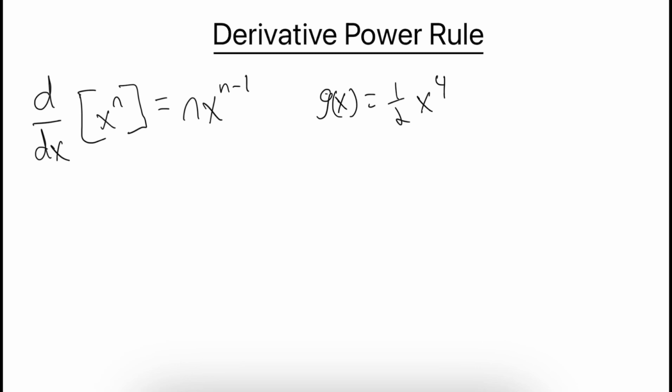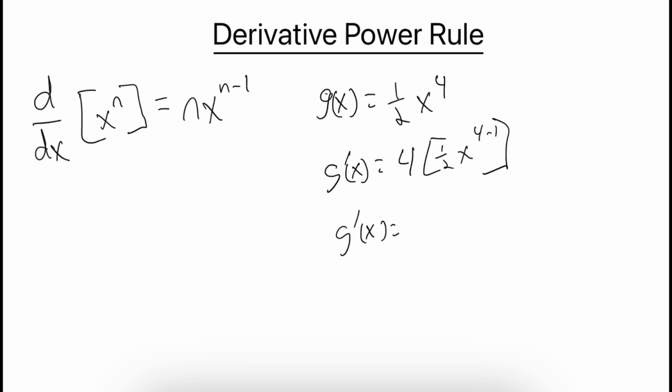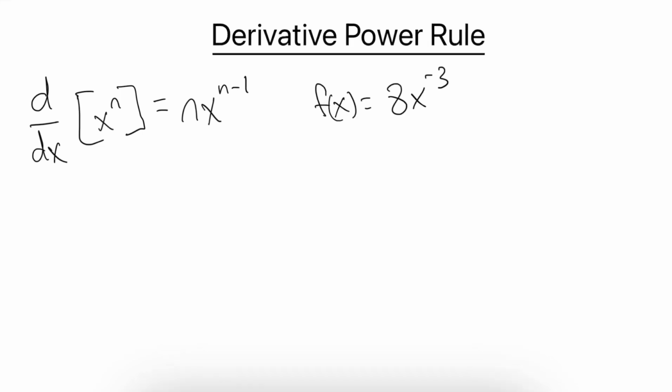Now we have g of x equals 1/2 x to the power of 4. So g prime of x equals, now our n is 4, times 1/2 x to the power of 4 minus 1. So g prime of x equals 4 over 2 is 2, x, and 4 minus 1 is 3. So 2x cubed is our final answer.